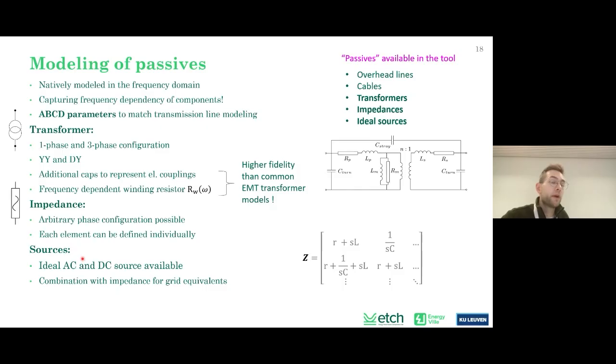Regarding the impedance, it's very modular. You can do a lot of things. You can do arbitrary phase configurations. You can even define each element individually. So here you can see each element is defined by a different transfer function. So that is quite nice. And the sources are ideal AC and DC sources. And in order to represent grid equivalents, you can, for example, combine an AC source with the impedance to get its Thevenin equivalent.